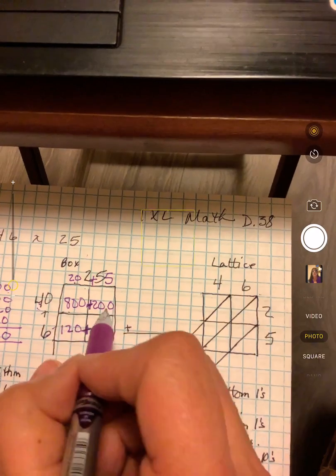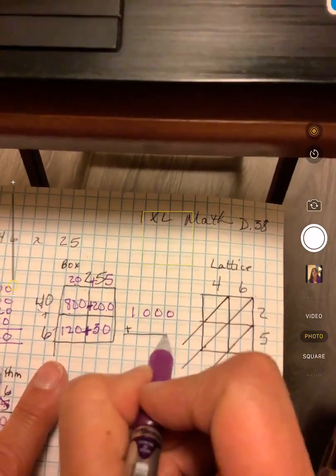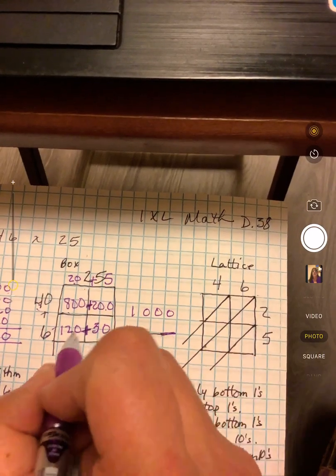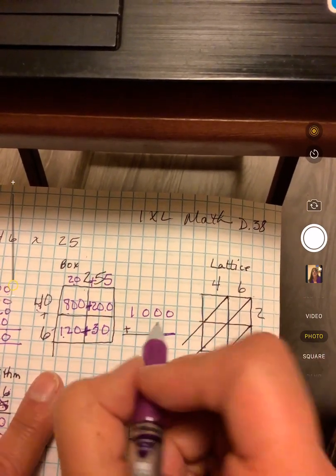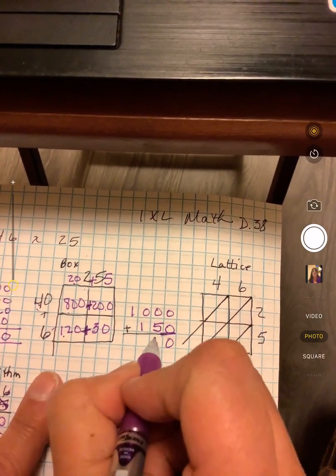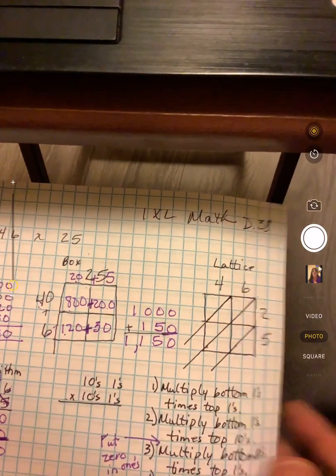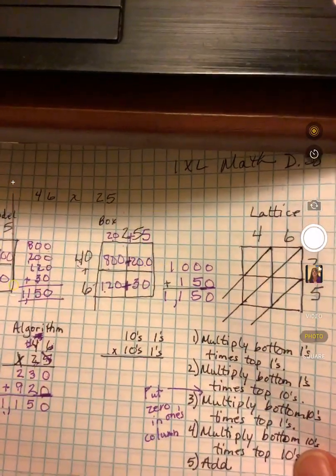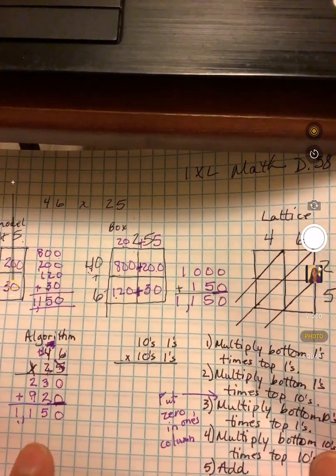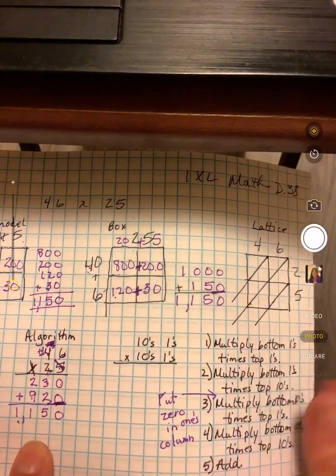Okay, 800 plus 200 is 1,000. Okay, 120 plus 30 is 150. We add those. And look, I have the same answer as I did right here. Okay, that's the box method.